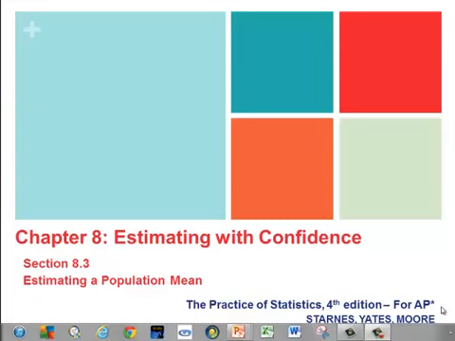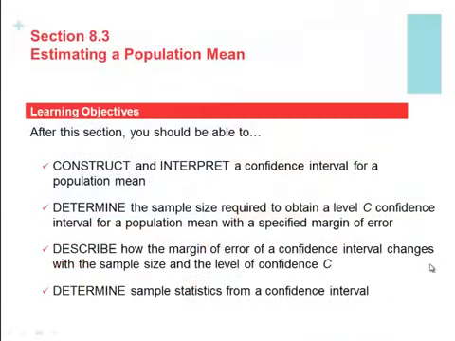Chapter 8, Section 3, Day 1, Estimating a Population Mean. Learning targets for this lesson are to construct and interpret a confidence interval for a population mean, determine the sample size needed for a population mean with a specified margin of error, to describe how the margin of error of a confidence interval changes with the sample size and confidence level C, and determine sample statistics from a confidence interval.